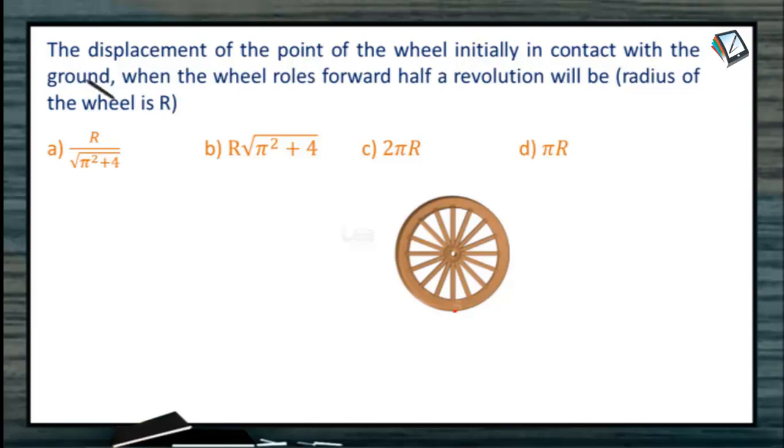initially in contact with the ground when the wheel rolls forward half a revolution. We have to select one of these options. So what it's saying is that it rotates by half a revolution and moves forward.